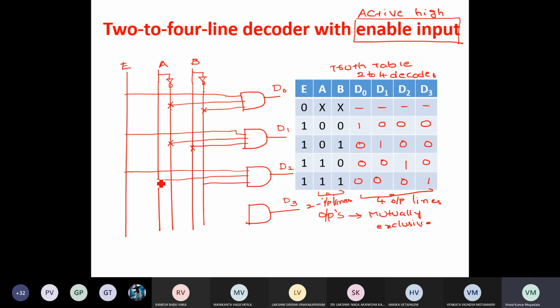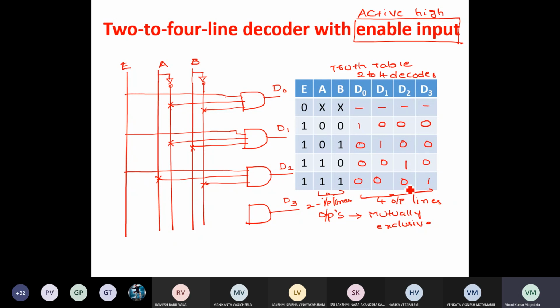And this cross mark, whatever we are placing, is because it has a connection with all of A prime and B prime. Wherever we have placed a cross mark, that indicates there is a connection between that vertical line and horizontal line. Similarly here, for B equal to 0, we should have the connection, so we should place a cross mark.